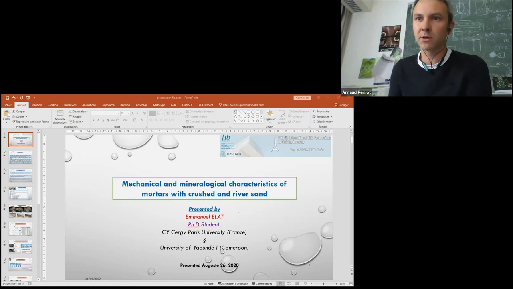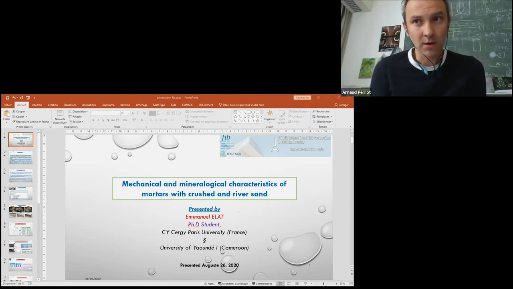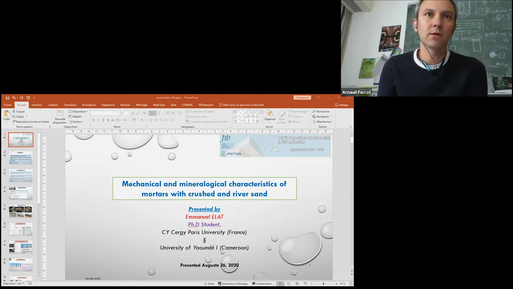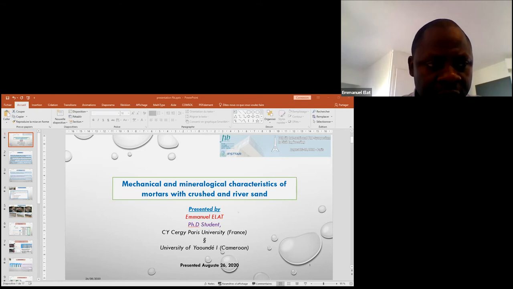And we also have a question from the audience, from Jean-Michel Toronti, who asks, how do you explain the big changes in the porosity? The explanation is that the river sand is poor in thin particles. That's why the structure of the mortar is very porous.